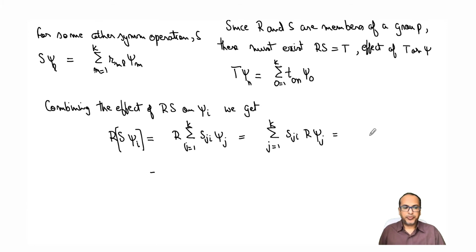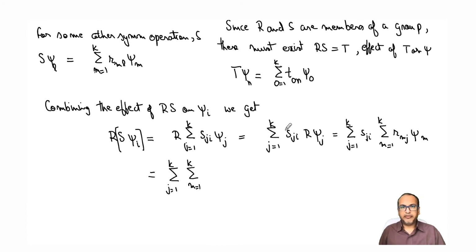And what do I have now? I can write the summation j equal to 1 to k, with s ji, and write R psi j as another summation, m equal to 1 to k, of r mj psi m. Now, if I take those summations out, I have the summation j equal to 1 to k.